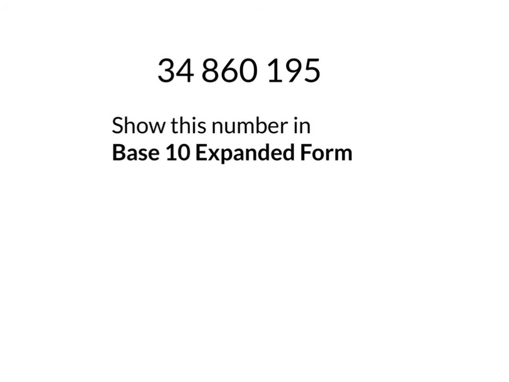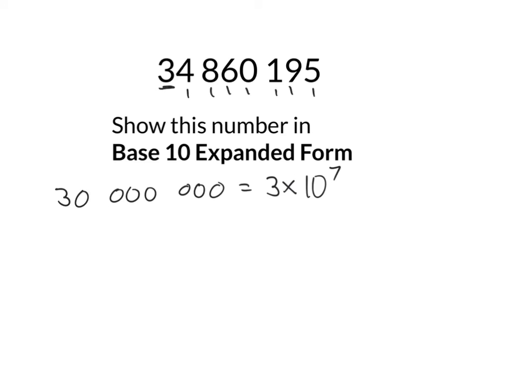So how do we take our number 34,860,195 and represent it with this base 10 expanded form? It's fairly simple. We can apply the same ideas. So this 3 represents 30 million, which we know is equal to 3 times 10 to the 7th power. Okay, 1, 2, 3, 4, 5, 6, 7 places after the 3. So that is 3 times 10 to the 7.